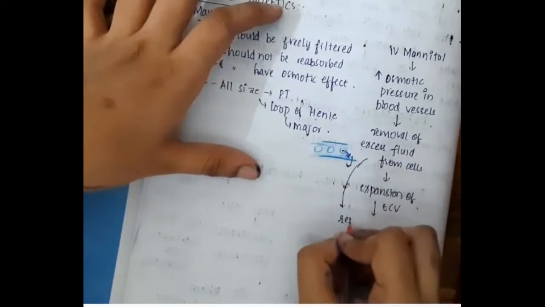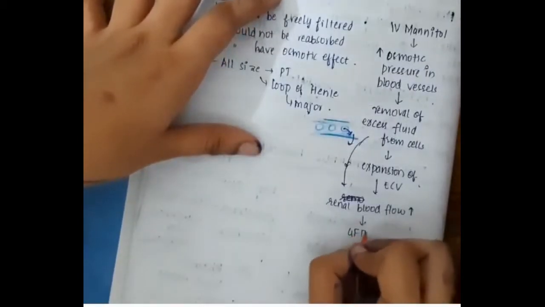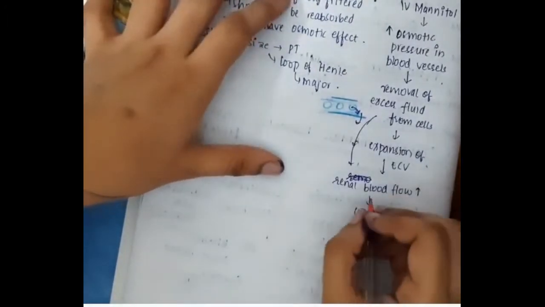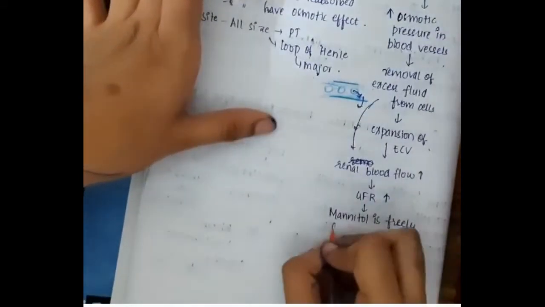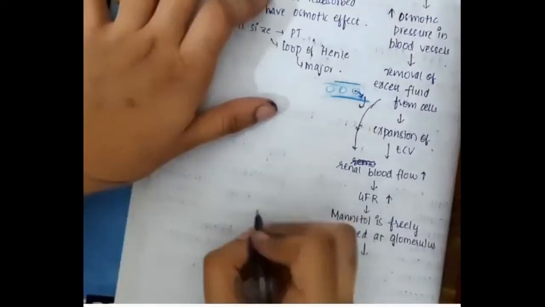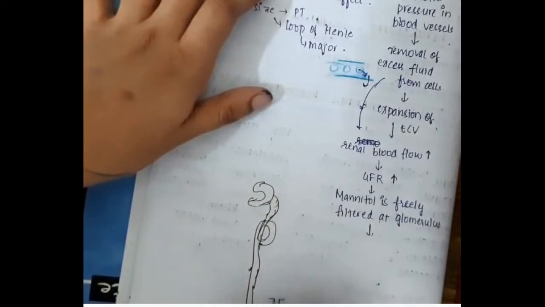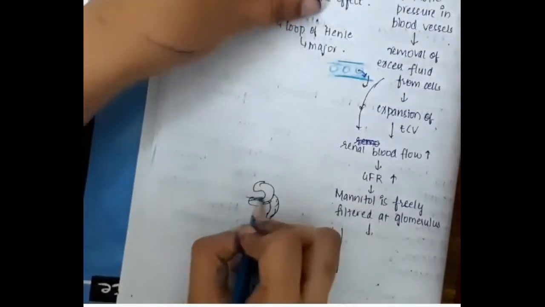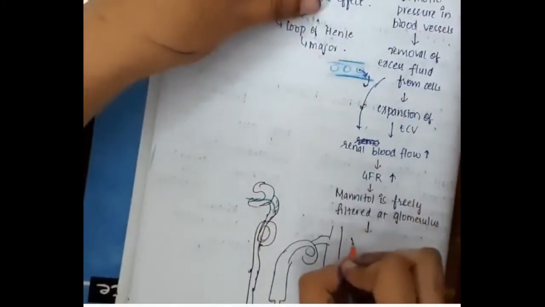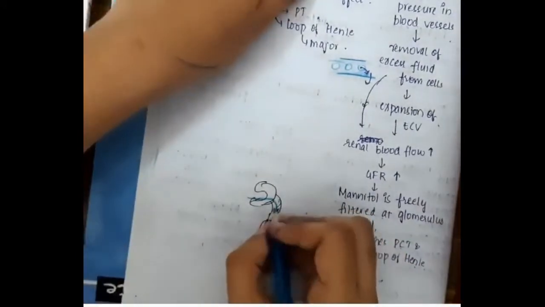So this expansion of extracellular fluid causes increased renal blood flow. Whenever there is increased renal blood flow, it causes increased glomerular filtration rate. Mannitol is freely filtered at the glomerulus. Because mannitol is freely filtered at the glomerulus, it easily reaches the proximal convoluted tubule. So this is the proximal convoluted tubule and distal convoluted tubule. So mannitol freely reaches the proximal convoluted tubule and loop of Henle.